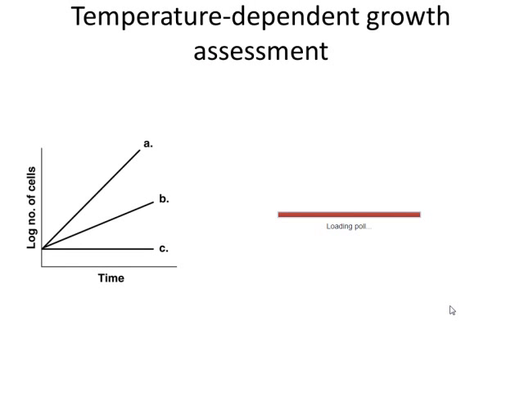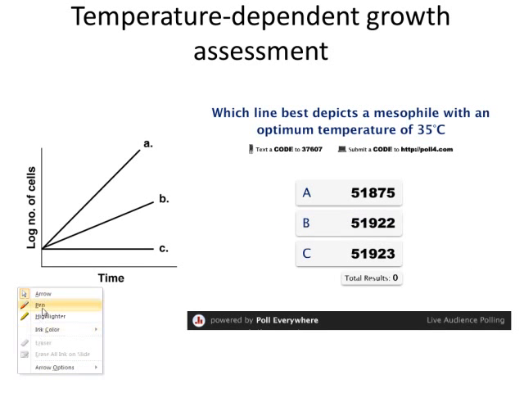So now let's test your understanding on this. We have a mesophile. We have an optimum temperature of 35 degrees, and that is the temperature in which we're going to grow the bacteria. So now, which line is going to best represent a mesophile growing at its optimum temperature? Press pause and log in your answer.